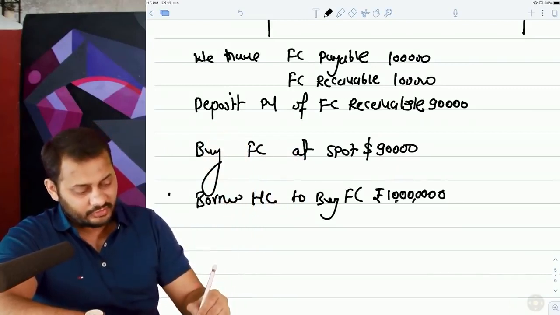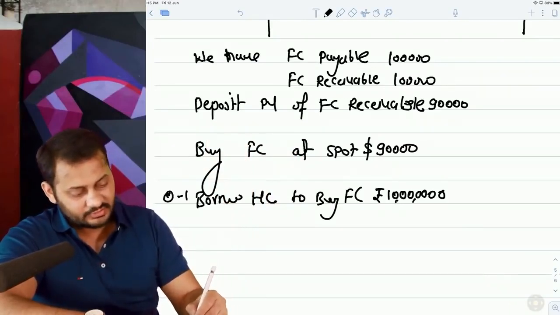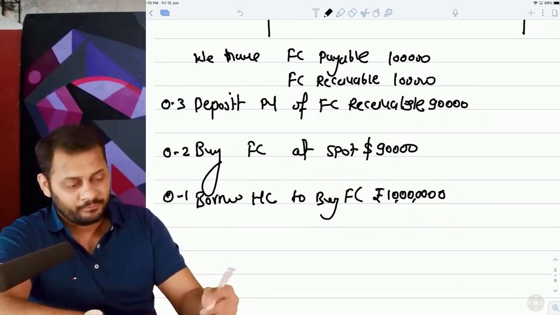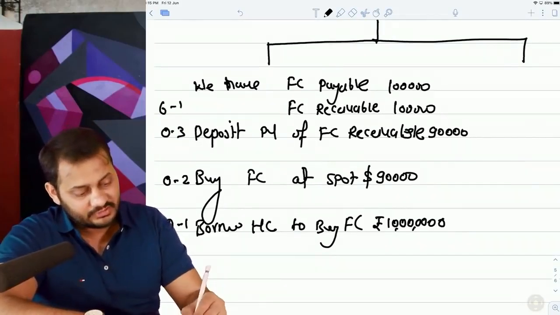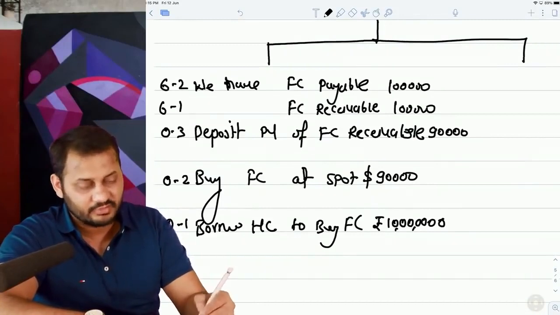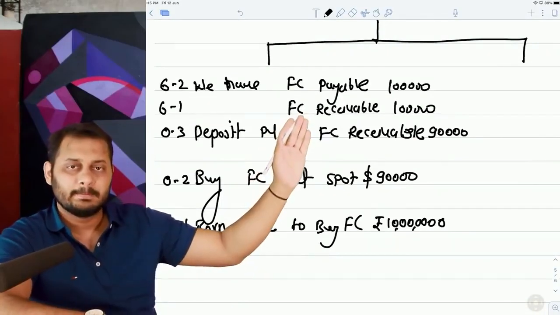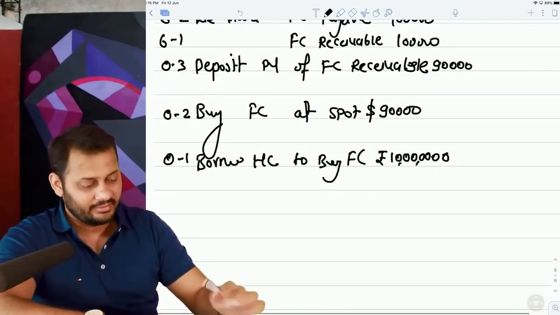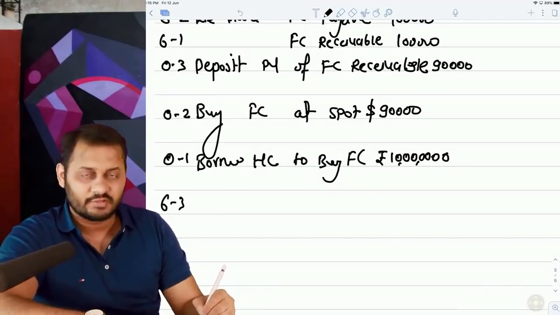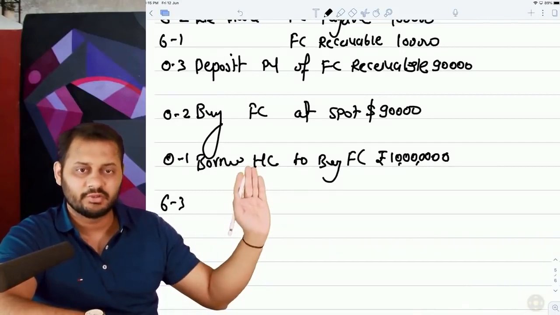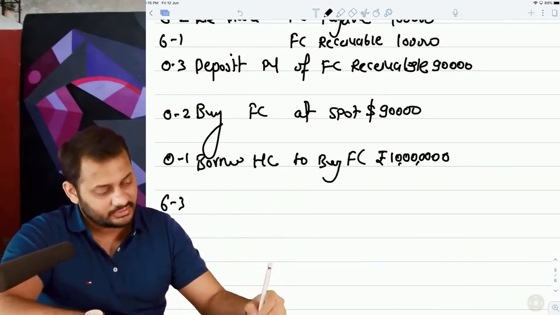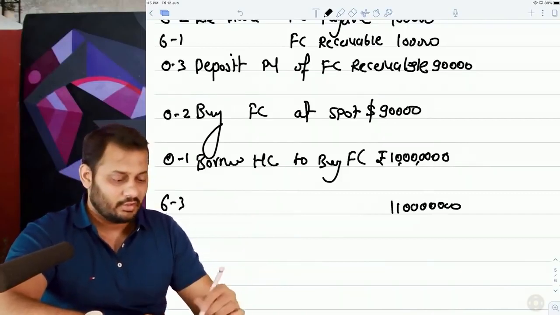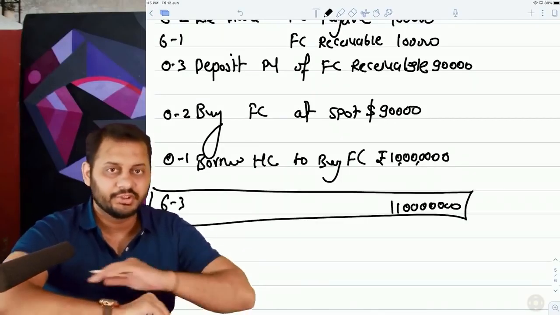So at 0 time, this is the first step. At 0 time, this is the second step. At 0 time, this is the third step. Then after 6 months, this is going to be the first step, which will be settled with this step. Receivable $90,000 along with interest will become $1 lakh, and it will be settled. And in India, after 6 months, this is going to be the third step. We are going to settle this along with interest. So let's say this is going to be 11 crore. That's it.